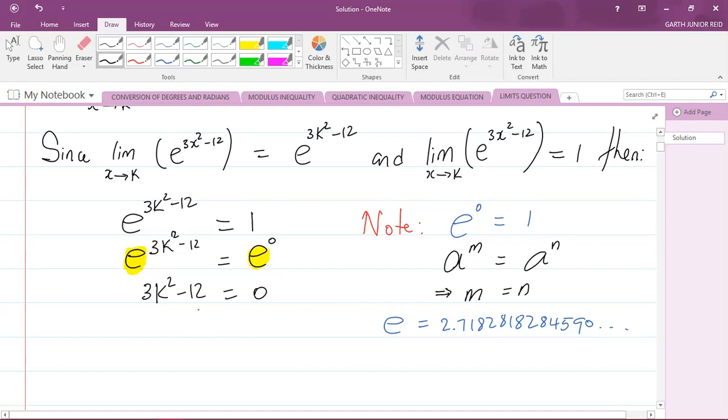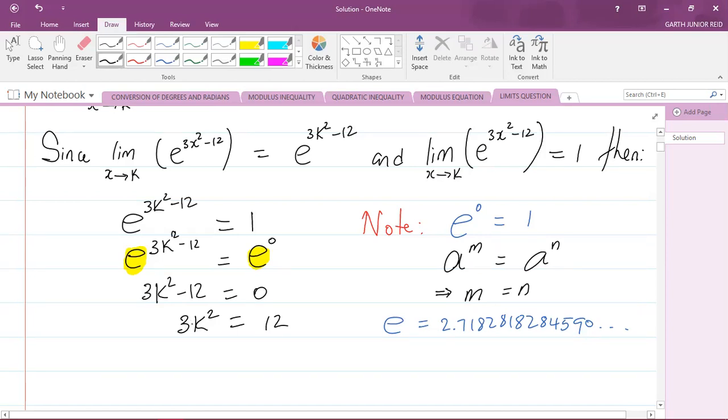Great. I just now find the value of k. So I'm going to carry the negative 12 to the right hand side of the equation by adding 12 to both sides. If I add 12 to both sides, I will get 3k squared on the left hand side, and that is going to be equal to 0 plus 12, which is 12.